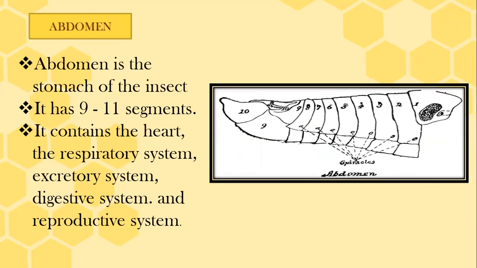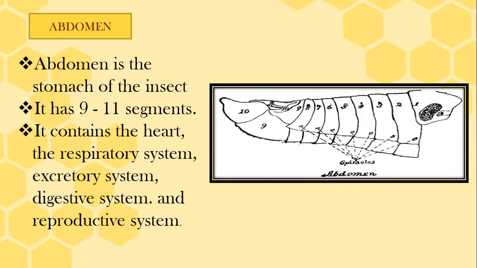Okay, the next part is the abdomen. Can you see the picture? It is showing you some sorts of segments, parts. So the abdomen is the stomach of the insect. It has 9 to 11 segments. Mostly we say 11 segments, but there are between 9 and 11 segments, parts, of its stomach.